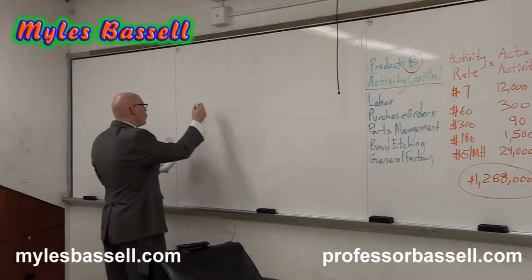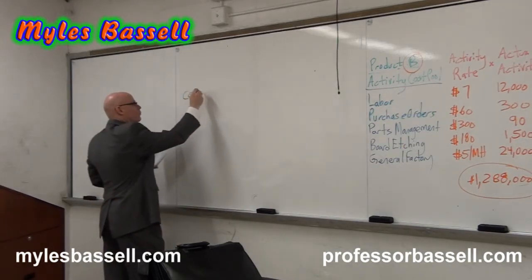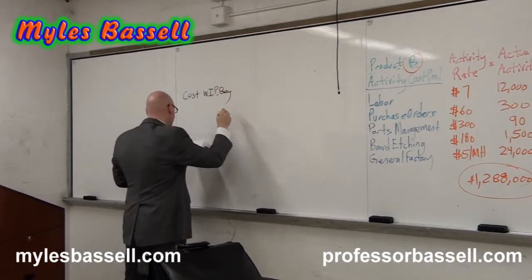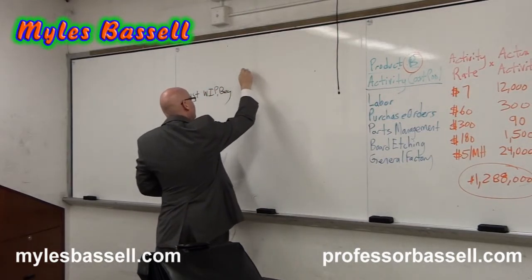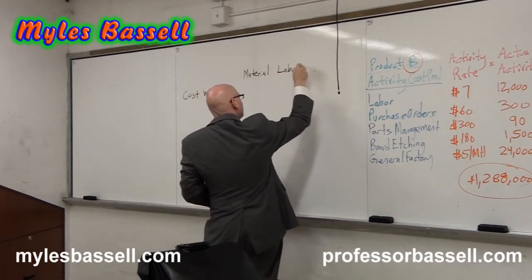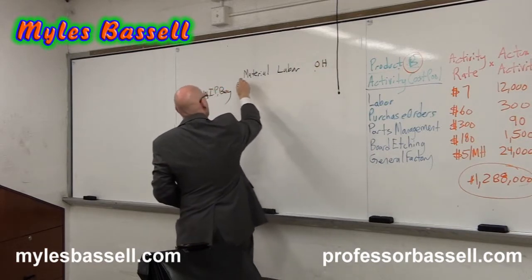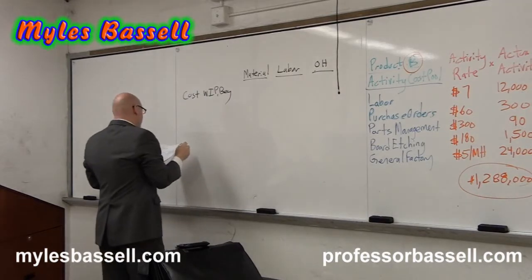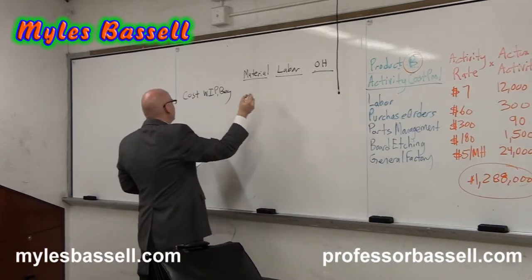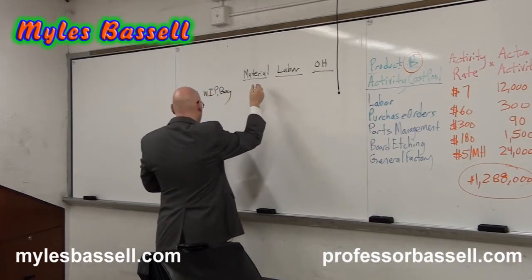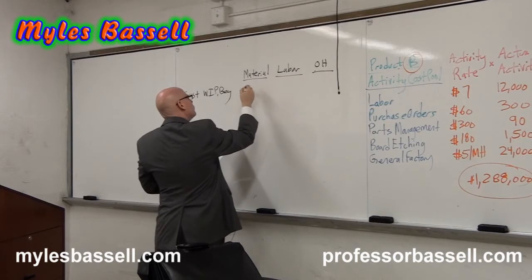All right, so we start with the cost of work in process at the beginning of the period. We have material, labor, and overhead. They tell us what is the value of our work in process at the beginning of the period? 18,000. 18,000. Thank you.